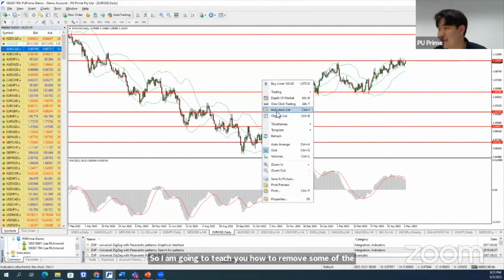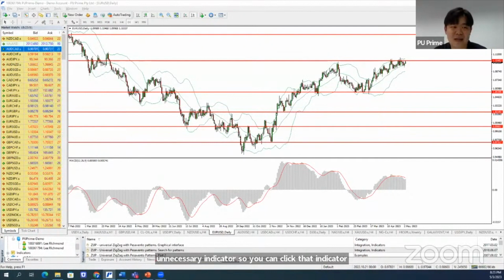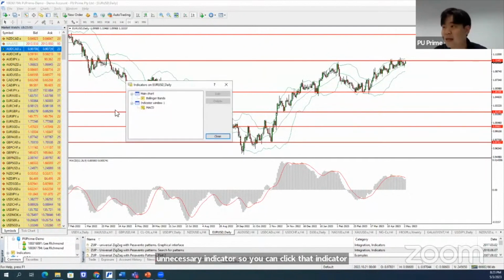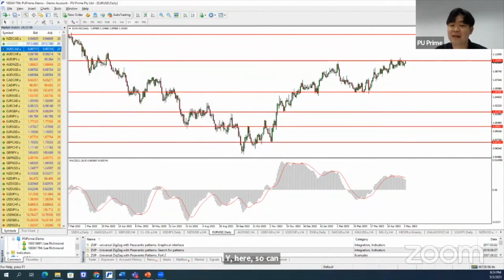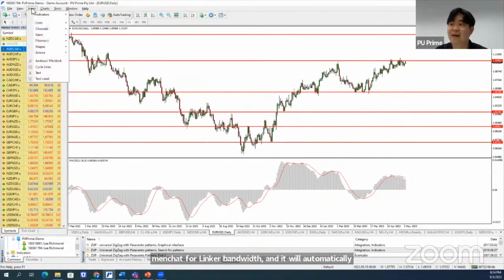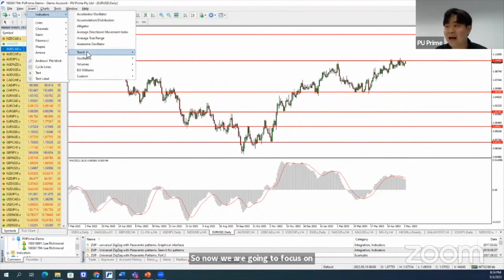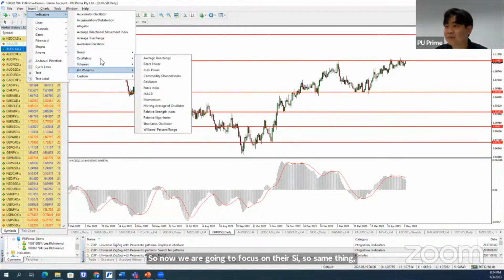So you can click the indicator list right here. After you click it, you can see there's a table here. So you can actually remove one. You can see the main chart, Bollinger Band, then you delete, and it will automatically be removed. So now we are going to focus on the RSI. Same thing, how can we set the RSI?